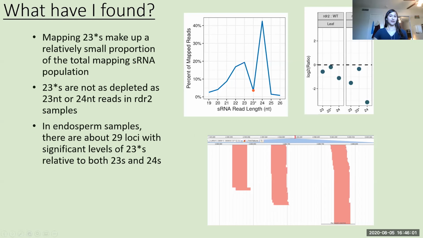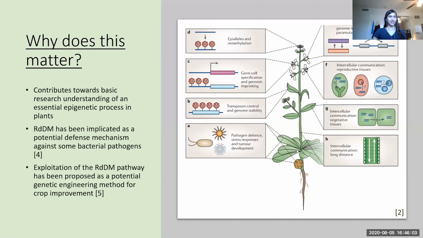And so finally, why does this matter? My project specifically is hoping to contribute towards a basic research understanding of RdDM, and RdDM itself is a beneficial process to learn about as it is implicated in many different cellular processes, which are sort of summarized here, including as a pathogen defense mechanism. And further, it's been sort of proposed that RdDM could be used in a potential genetic engineering method for crop development. So knowing sort of a more fine-grained understanding of the exact system is very helpful for those kinds of applications.